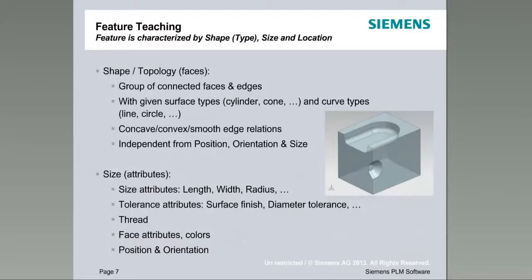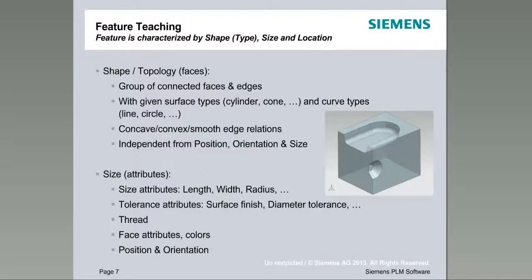Two things up front need to be realized. A feature is basically characterized by a shape, a number of faces and how they're connected, what the edge relationship or convexity is, whether it is a smooth connection or a sharp connection between faces. The shape, the topology, is independent from the position and orientation in the part, and it's completely independent of the size. The second part that is characterizing a feature is the size and location.